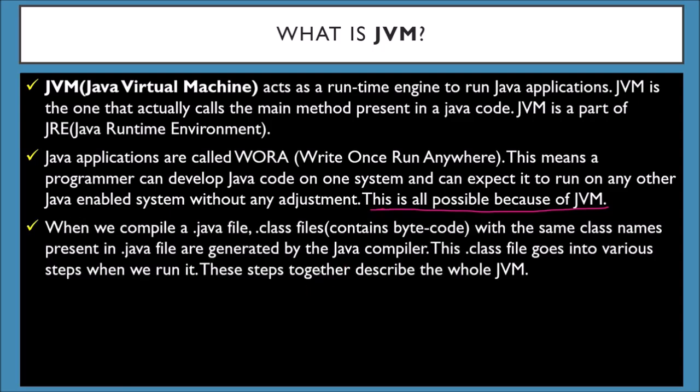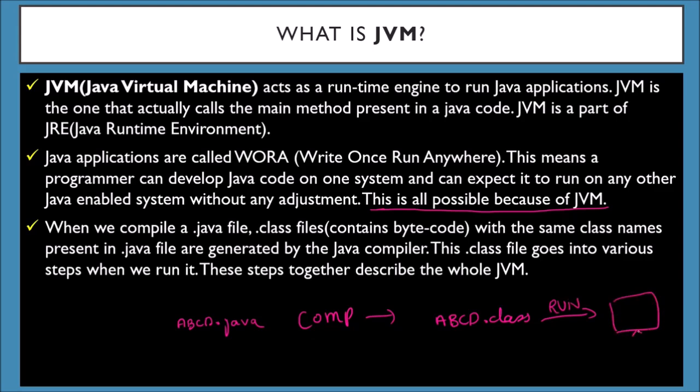So when we compile a .java file, let us suppose you want to name your file abcd.java. Whenever you save this file and you compile this, it will produce abcd.class. Now what happens is this .class file will be able to run in any computer that has Java runtime environment installed. All this is possible because of JVM.